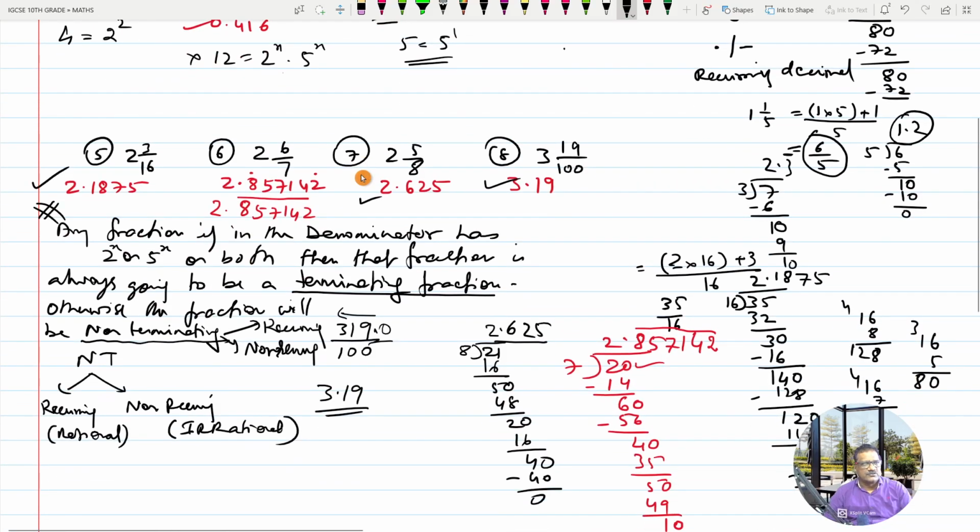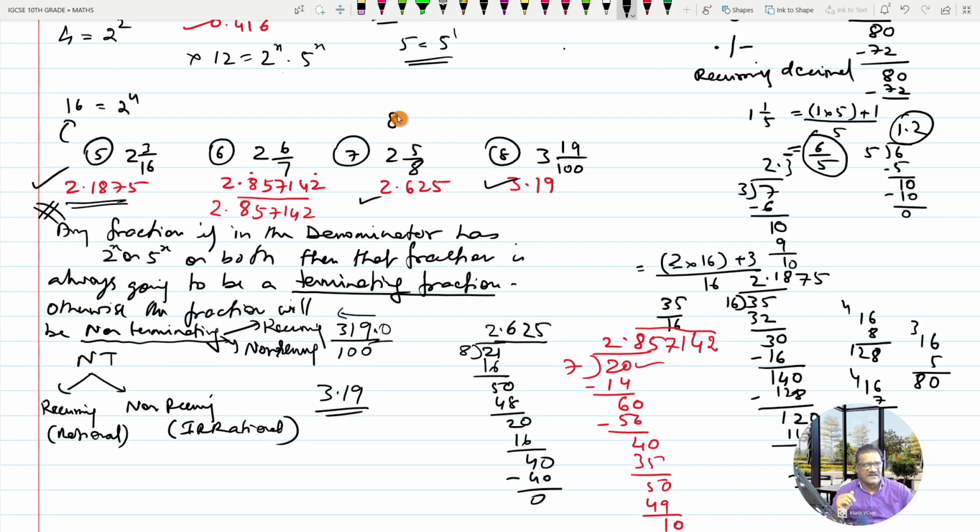Fine. 2 3 by 16. Now this 16 in the denominator, can you see this 16? The 16 in the denominator can be written as 2 raised to 4. So because it can be written in the form of 2 raised to something, it will be a terminating fraction. And you can see here, it is a terminating fraction. It's not recurring. 2 6 by 7, non-terminating. And in the case of non-terminating, as I told you, there are two possibilities, recurring or non-recurring. In this case, it is recurring.